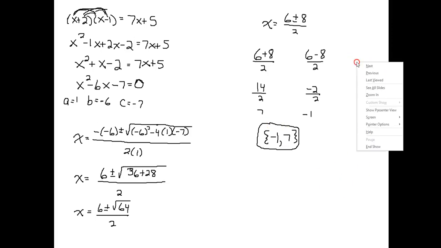Let's do one where you're going to end up with two imaginary solutions. Let's do one of those. X squared equals negative 3 minus 3x. Need it in standard form first. X squared plus 3x plus 3 equals 0. This is not factorable, by the way. Your a is 1, your b is 3, your c is 3.